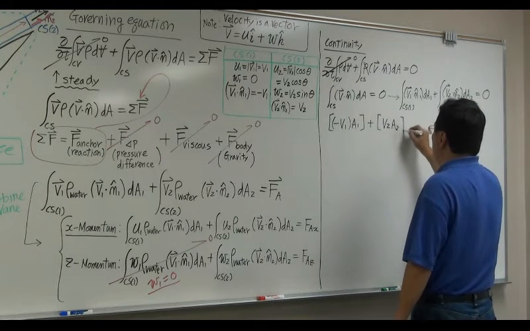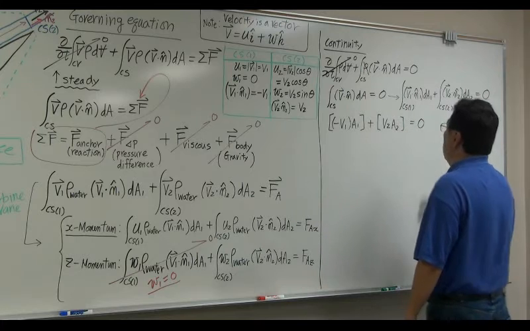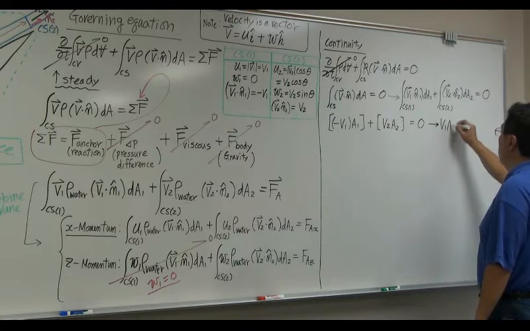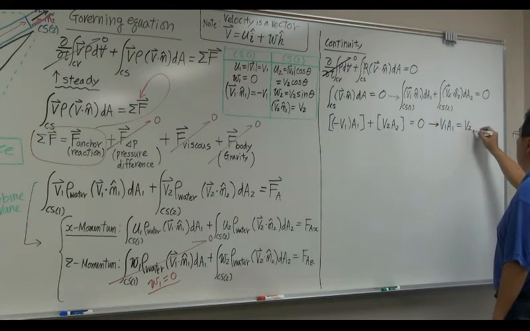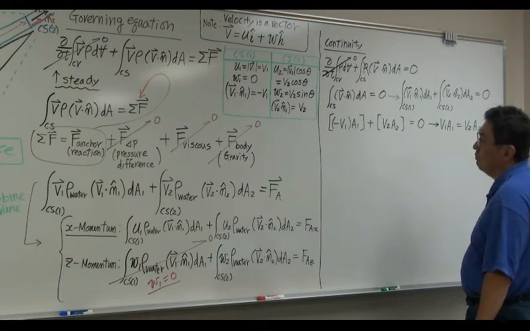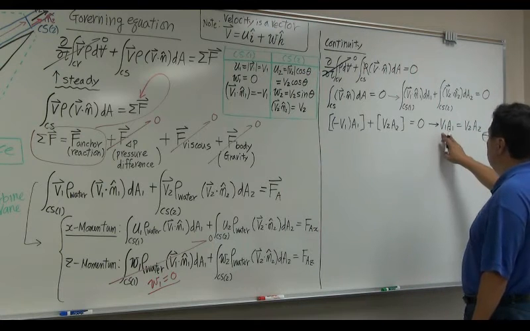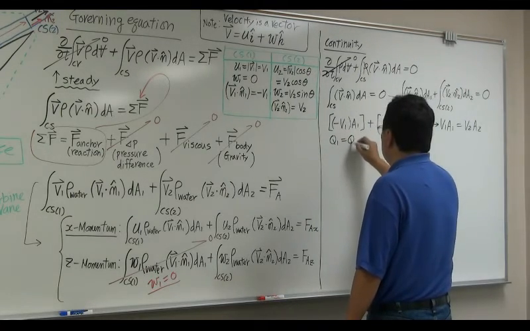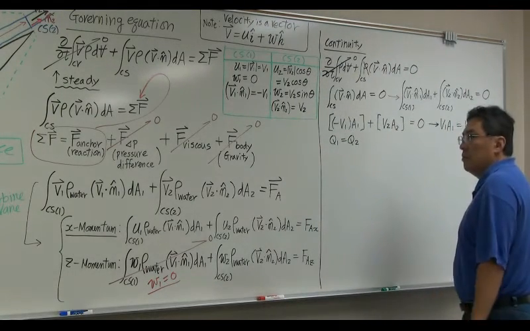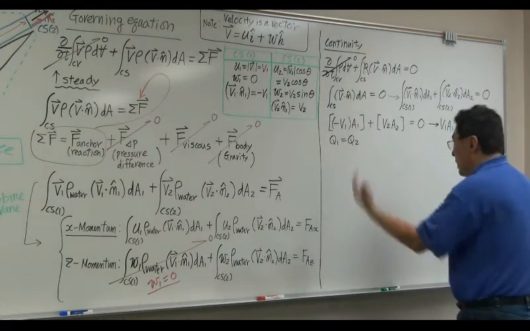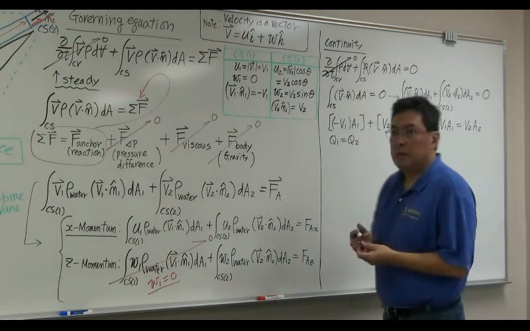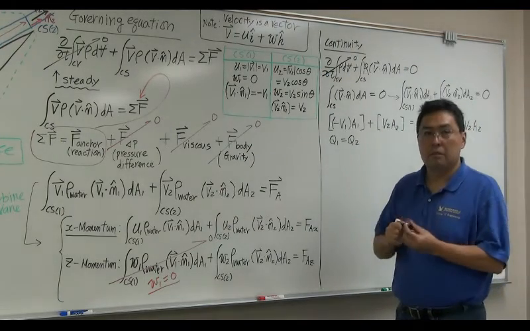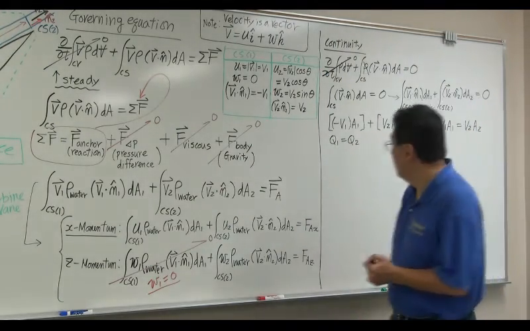What do you mean by that? This really means that B1A1 is equal to B2A2. This is just the flow rate, isn't it? So this really means that Q1 equals Q2. Flow rate incoming is equal to flow rate outgoing. That's what the continuity says. Sure enough, this is steady incompressible flow. Same goes in, same goes out.